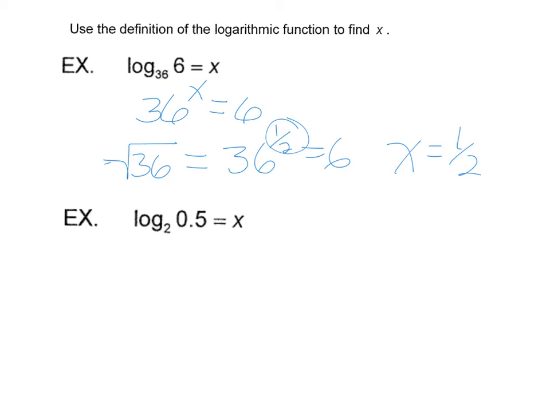Log base 2 of 0.5 equals x. So rearrange: 2 to the power of x equals 0.5. That seems kind of hard to figure out, but think about what the decimal looks like as a fraction. 0.5 is 1/2. Now, we've got the right number, but it's flipped over. So think about the exponent properties we just went over. Negative exponents cause numbers to flip over. So if x was negative 1, my 2 would flip over and become 1/2. So x is negative 1.